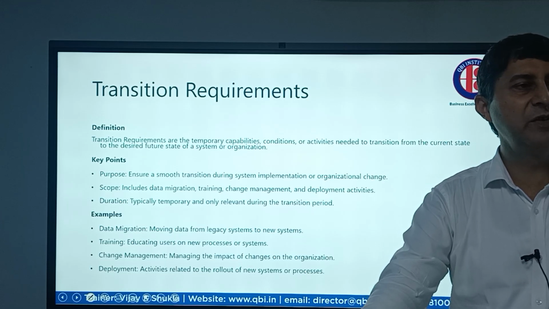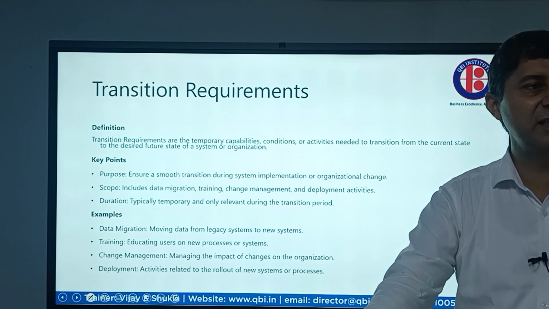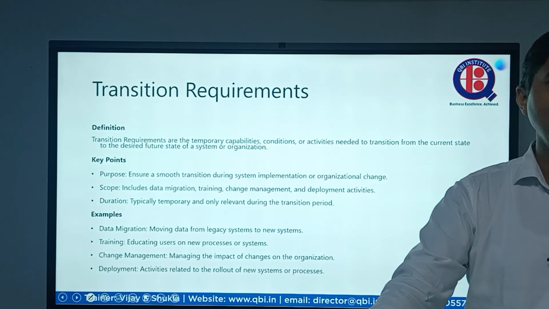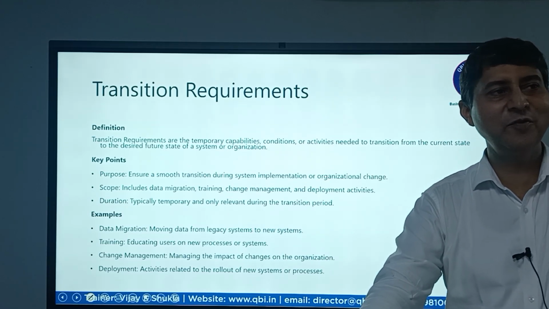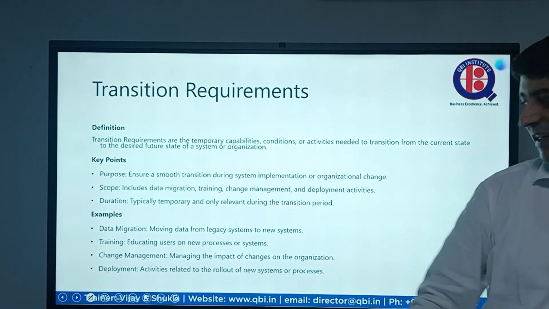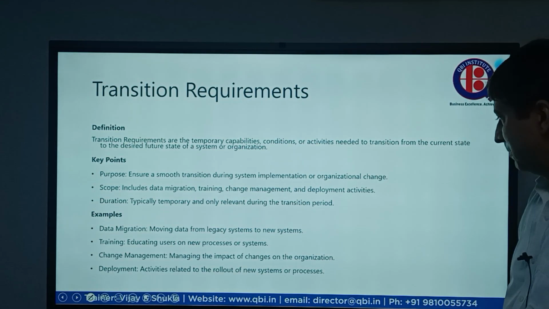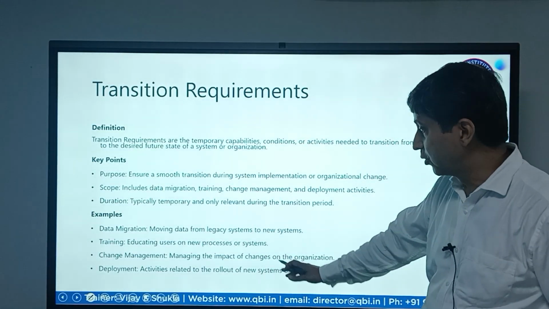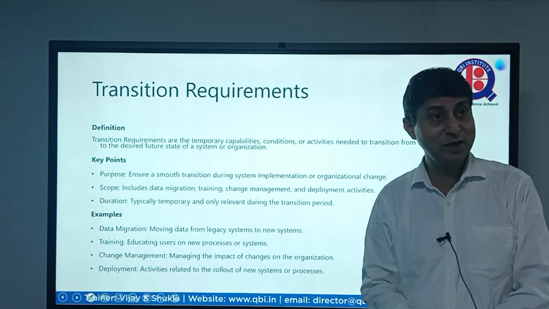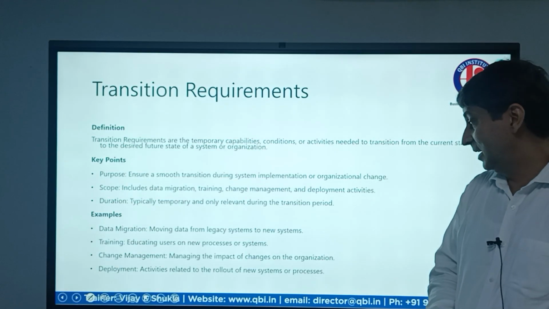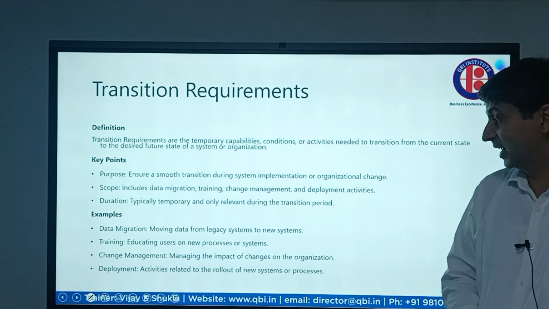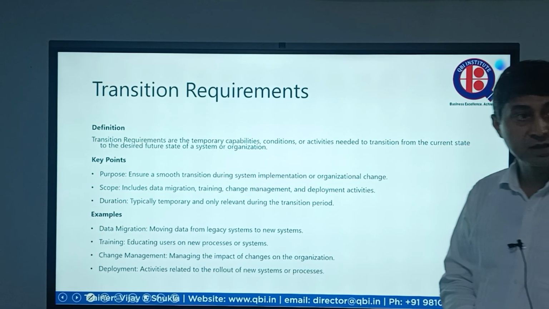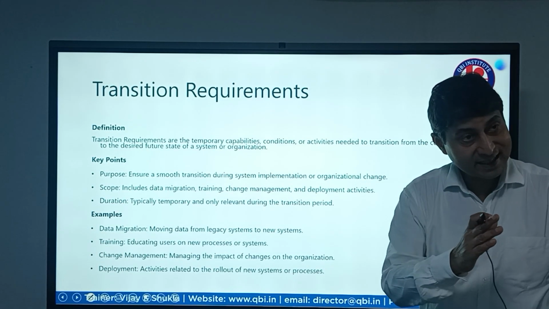Sometimes though we may have a techno-functional role, we need to be technically aware also, at least for our project. So have some kind of investigative attitude or behavior. Okay, change management: training. While we move on to a new system, we may have to train or educate the users. Change management means managing the impact of changes on the organization. Deployment means activities related to rollout of new systems. So all these are transition requirements.